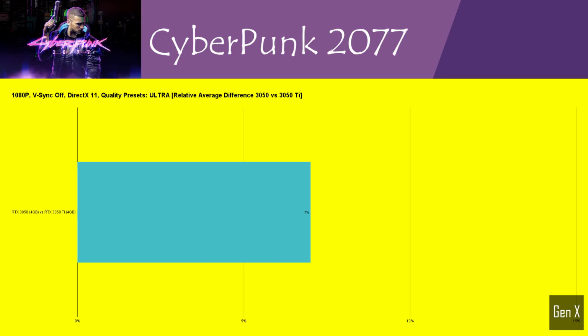Cyberpunk 2077 is a massive game and requires a fast system to run it well. The difference between the RTX 3050 and 3050 Ti is around 6% when tested in ultra settings with DLSS enabled and ray tracing off. With both DLSS and ray tracing ultra enabled, the difference becomes slightly bigger.